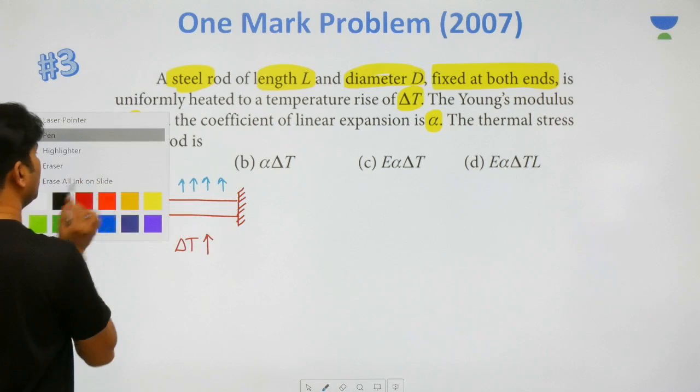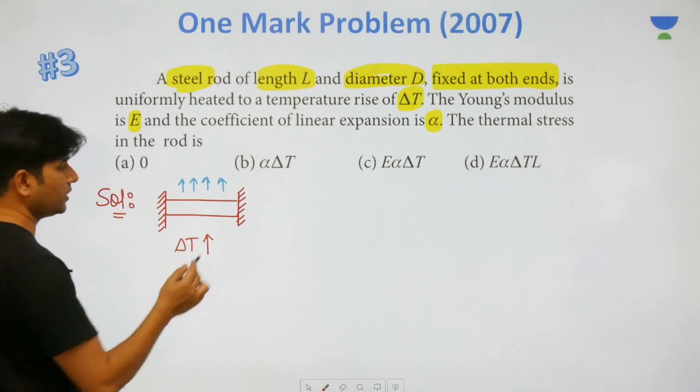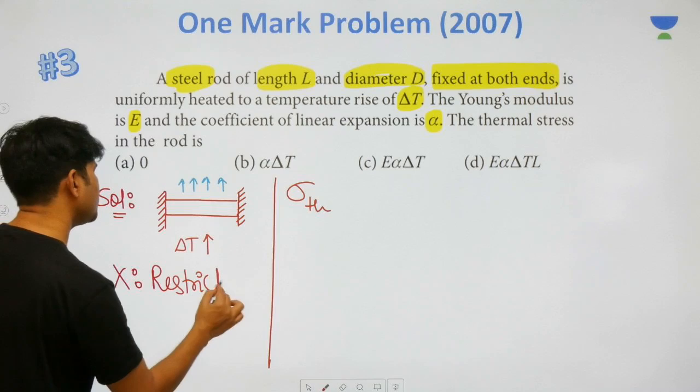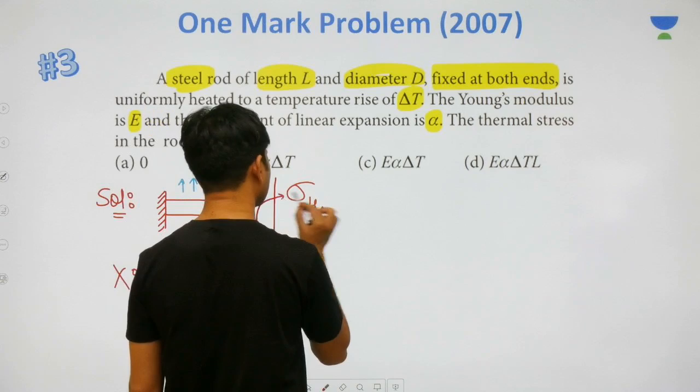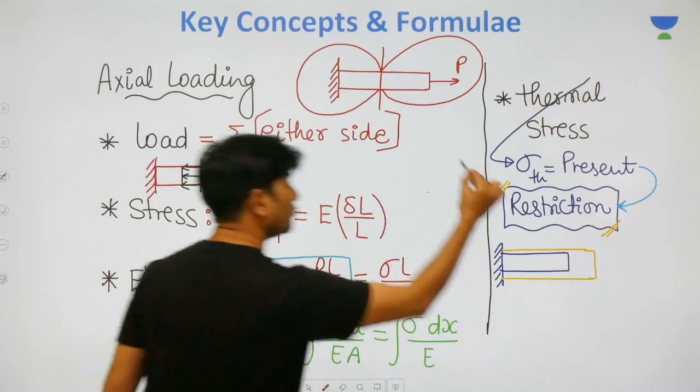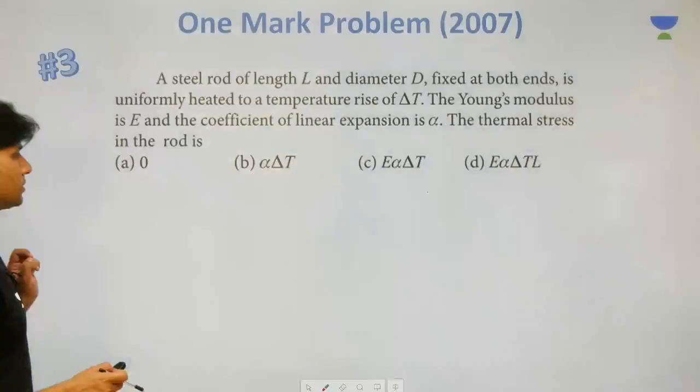Let's go ahead and try calculating it, because restriction is there. In which direction is restriction present? Restriction is present in x direction. So because restriction is there, thermal stress will be present. I told you in the very beginning when I was summarizing the things that thermal stress will be present when restriction is there. If restriction is not there, then there will be no thermal stress. But if restriction is there, then thermal stress will be present.